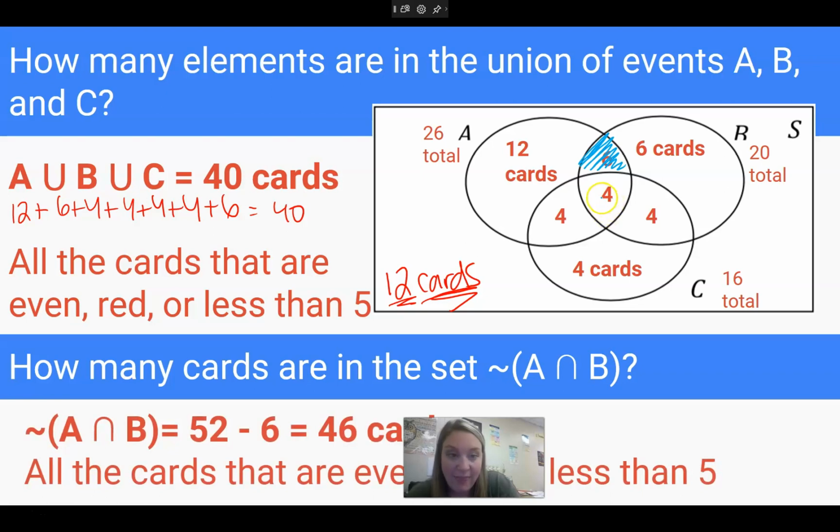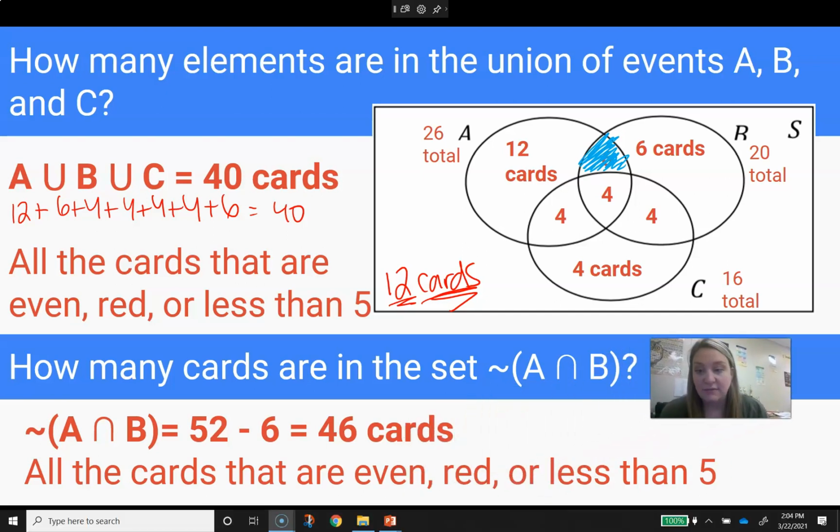I can't go all the way down. This is A, B, and C. Just cards that are only A and B is this little piece right here. So I'm going to take my 52 cards and take away 6 of them, okay? So this is going to include all the cards that are even, red, or less than 5.